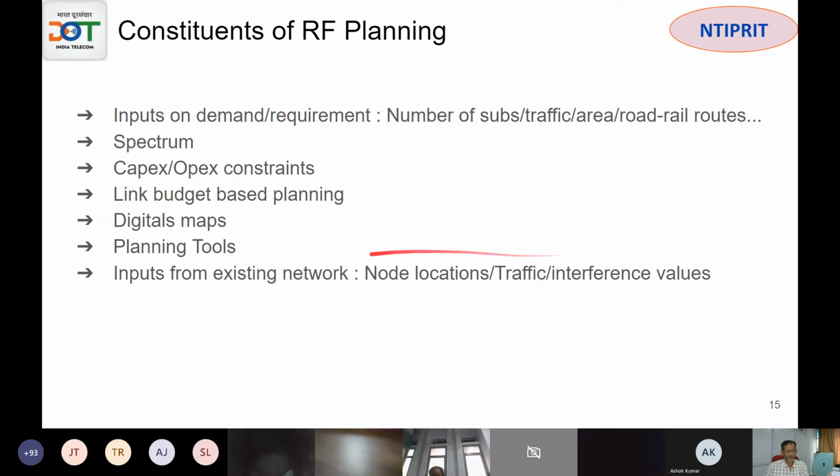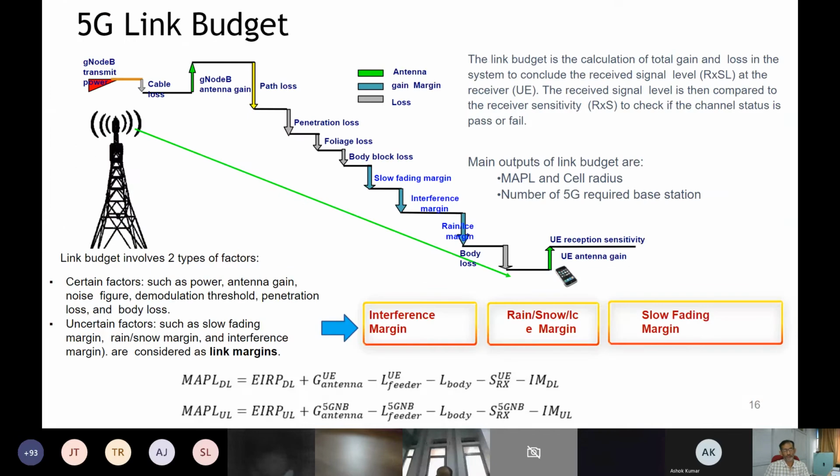And then of course, for a very good planning, if you are expanding on your current network, you can use the existing node locations, what is the traffic there, so you know how much congestion is there, so you need more sites, more carriers, more spectrum, and what is the interference value which you are suffering right now. So that also can be a very good input, so the planning tools nowadays are very intelligent. You will be able to plan a correct network with that kind of input.